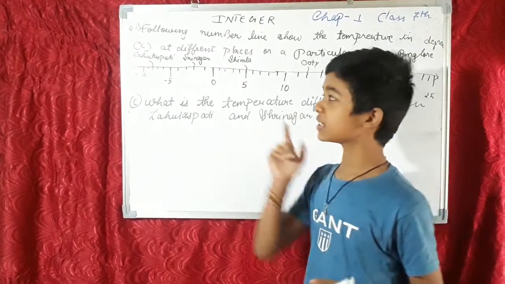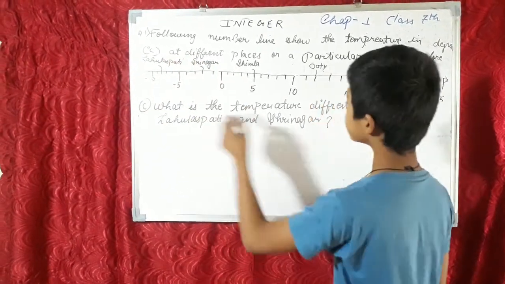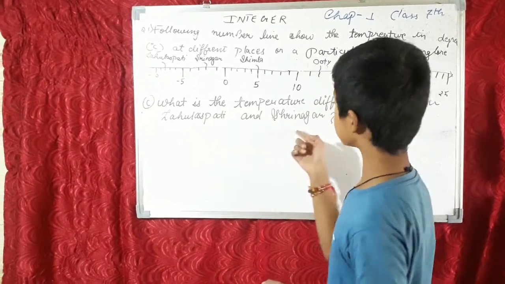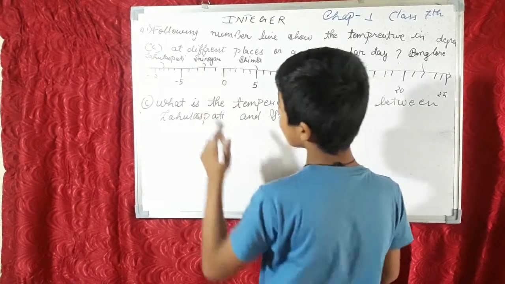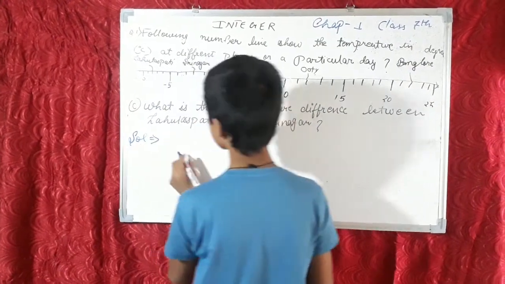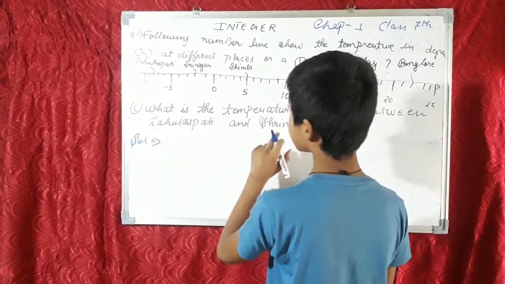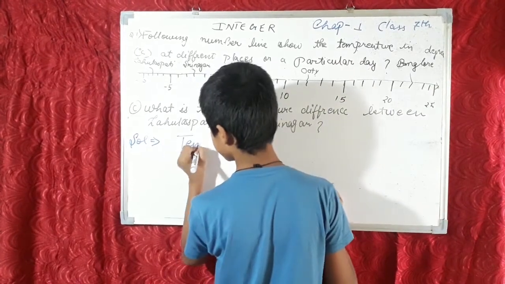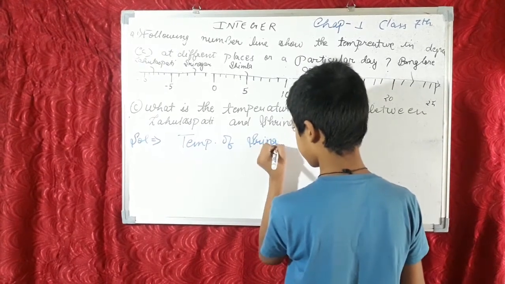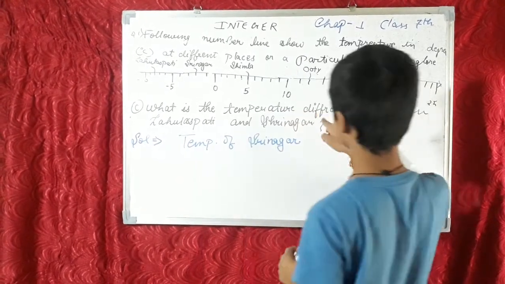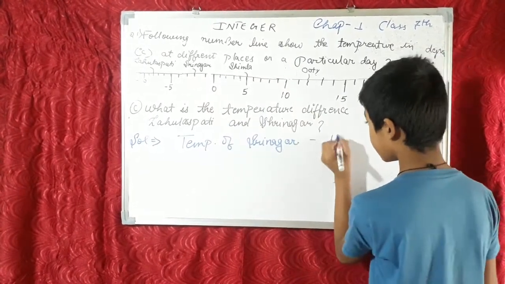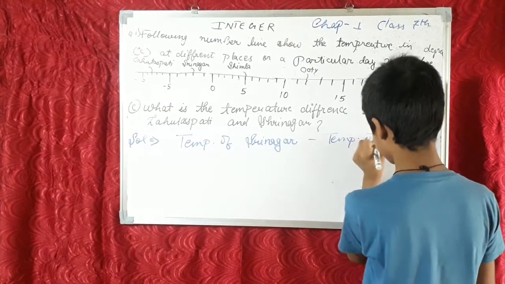So this is the temperature difference between the hottest and the coldest place among the above. And now we are going to see the first question, part C. What is the temperature difference between NCERT and Srinagar? So firstly we will write Solve. First we will write temperature of Srinagar. Then here difference is given, so we put a minus sign. Then temperature of NCERT.